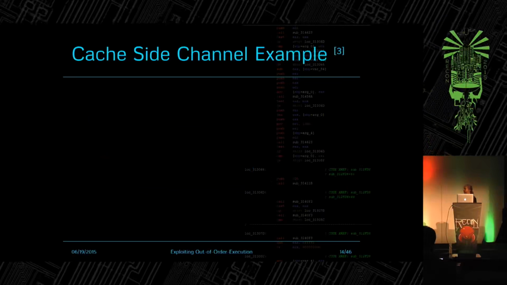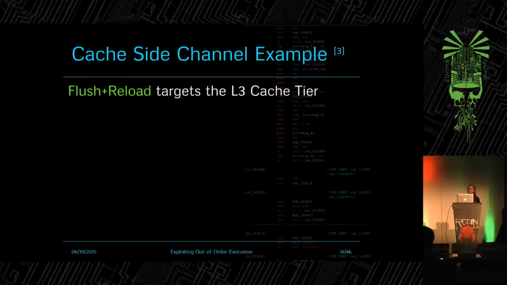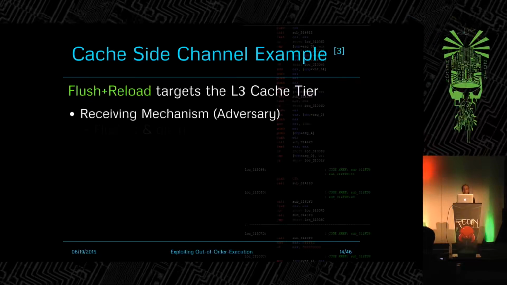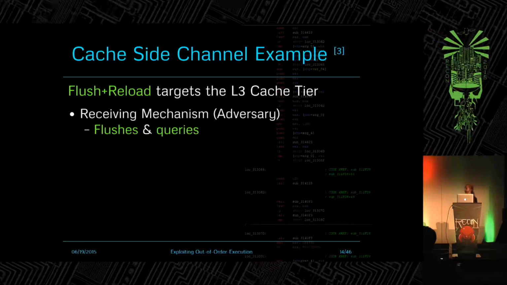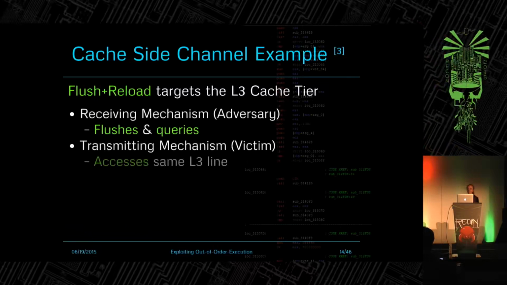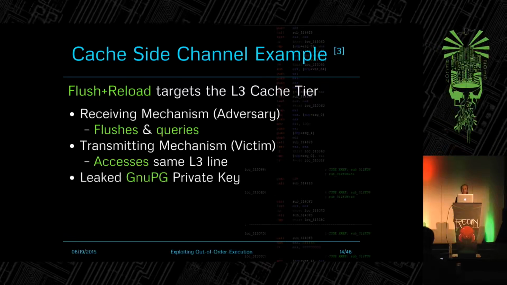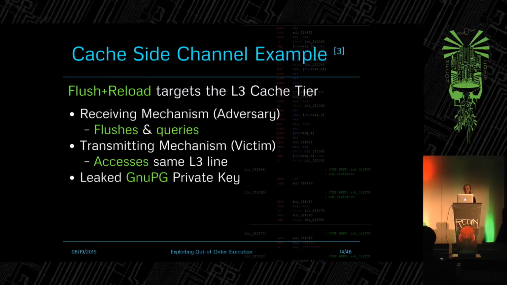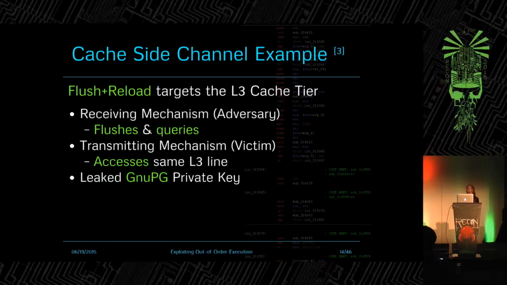Just to bring this into a more concrete example, in the cache, there's an attack called the flush and reload attack, and it's targeting the L3 cache tier. The receiver, or the adversary, which is listening to the environment, flushes a pre-agreed line of L3 cache and then queries it later on for information. And the victim VM, the one that's also using this shared resource, is accessing that same shared line of L3 cache. And in this case, it was doing crypto basically, accessing that same shared line of L3 cache with its private key. And the adversary was able to leak that private key at the end.